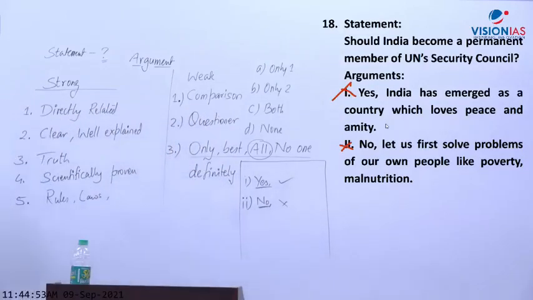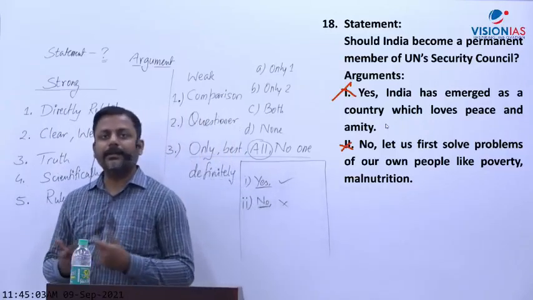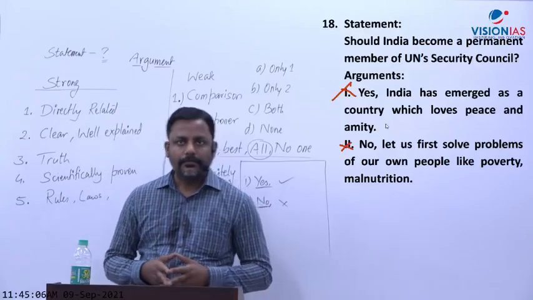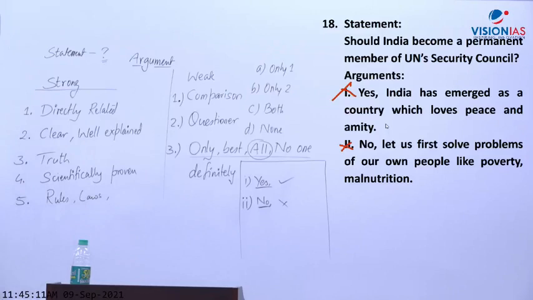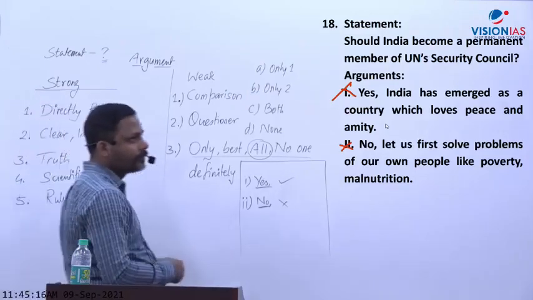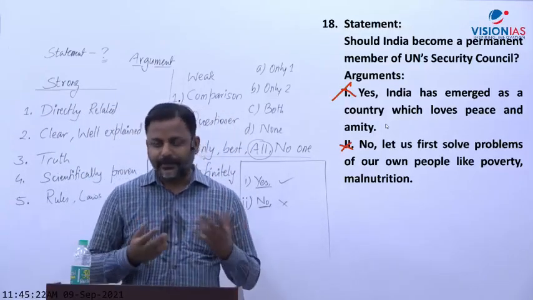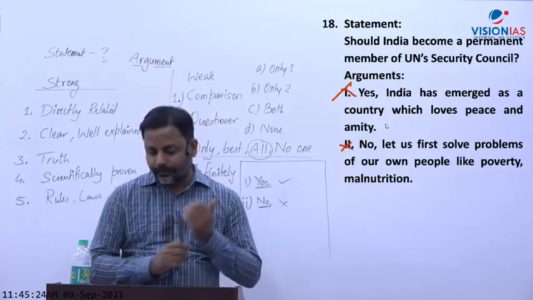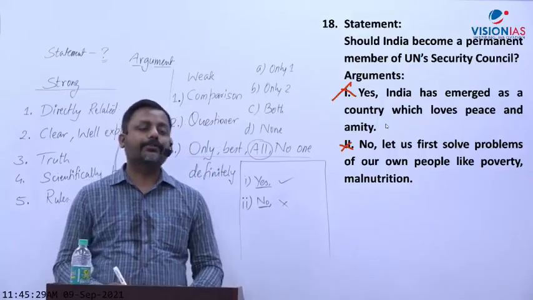Loving peace and amity doesn't mean that the country should get a permanent seat over there. Because almost all countries love peace and amity. So each and every country should become a permanent member of UN's Council. Yeah, even Bhutan does so. So I don't think this is a criterion for becoming a permanent member of UN Security Council. That's why the answer should be neither one nor two.